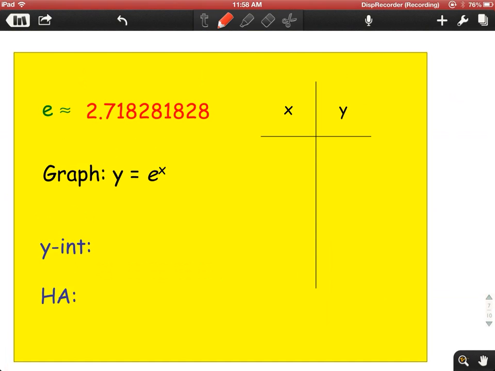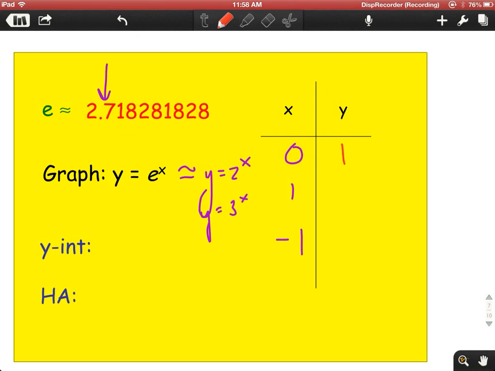Okay, so for our last piece, let's talk about e, which is approximately equal to 2.718. And the graph of e, because e is approximately 2.7, that's equivalent to graphing y equals 2 to the x or y equals 3 to the x. And we saw in our first example that 2 to the x and 4 to the x and 3 to the x, they don't really look all that different. So let's do some inputs and outputs here.